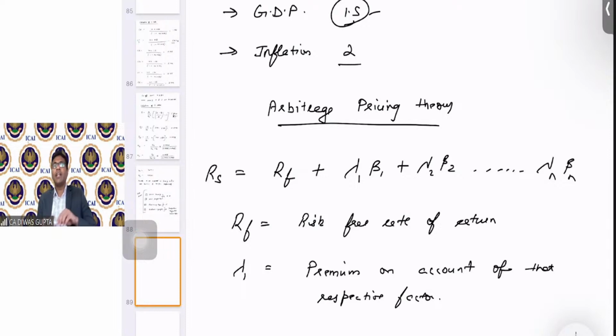So students, please note that in CAPM, what is the premium referred to? Premium is referred to actually the market return premium, right? In arbitrage pricing theory, the premiums are mostly referred to the respective factors related premium. Okay, just as I gave an example for GDP or inflation, whatever is the premium, that will come as that respective factor premium.